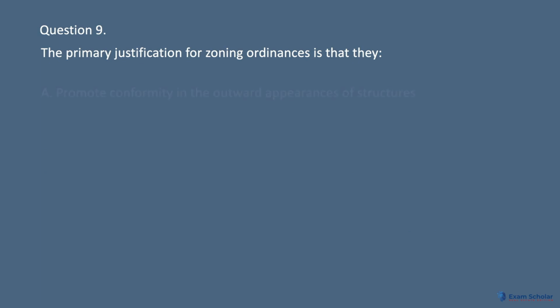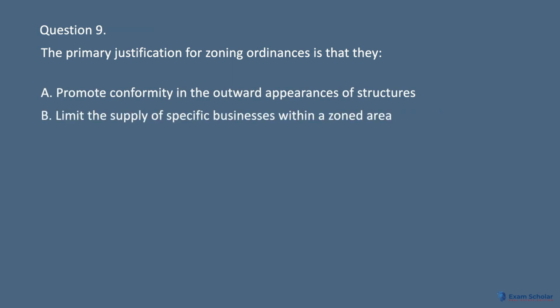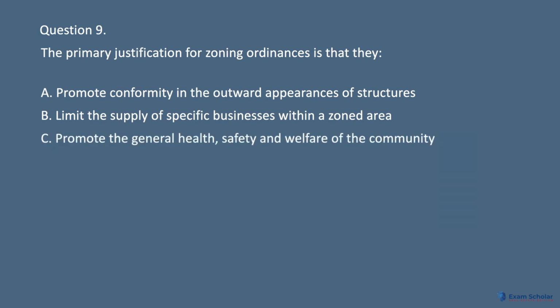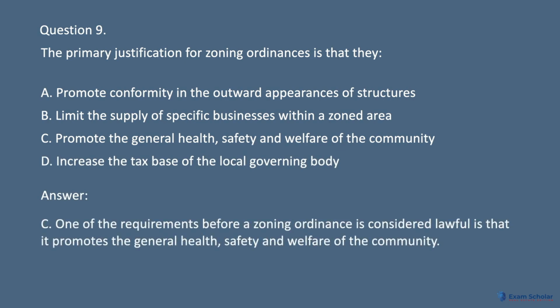Question 9. The primary justification for zoning ordinances is that they: A. Promote conformity in the outward appearances of structures. B. Limit the supply of specific businesses within a zoned area. C. Promote the general health, safety and welfare of the community. D. Increase the tax base of the local governing body. Answer: C. One of the requirements before a zoning ordinance is considered lawful is that it promotes the general health, safety and welfare of the community.